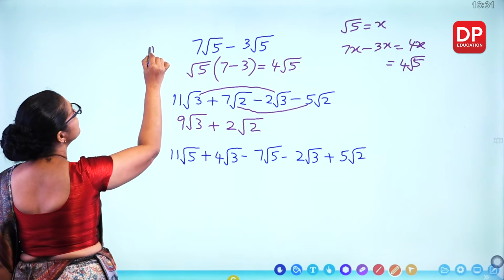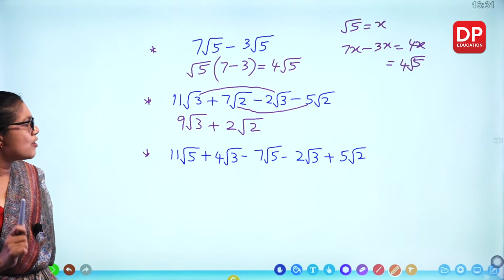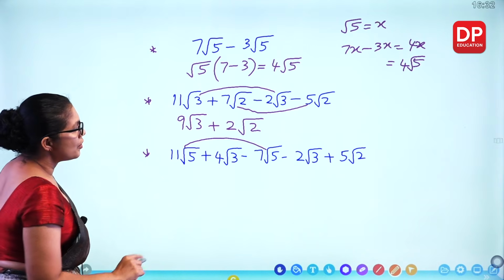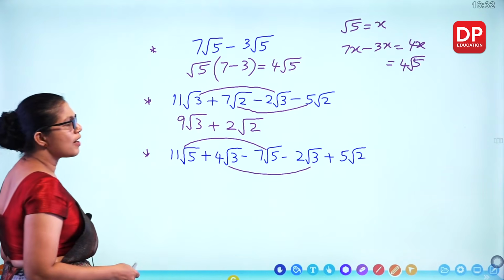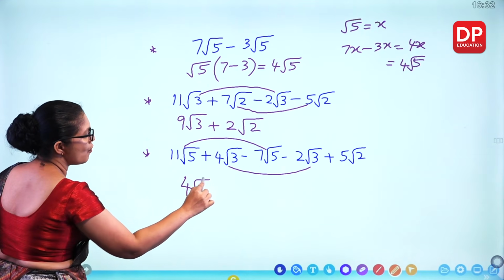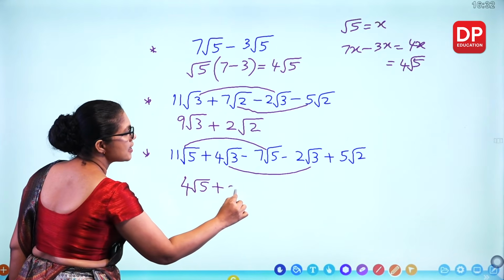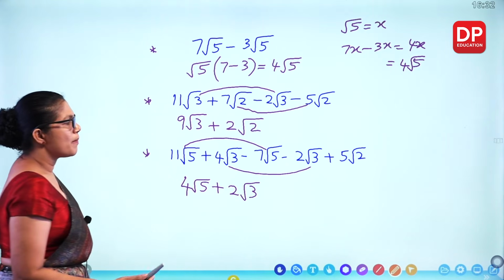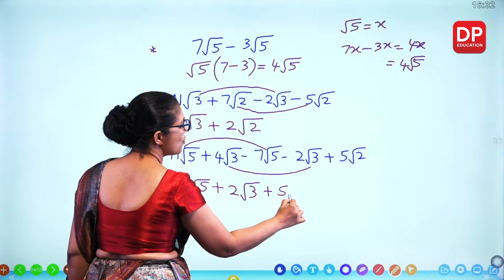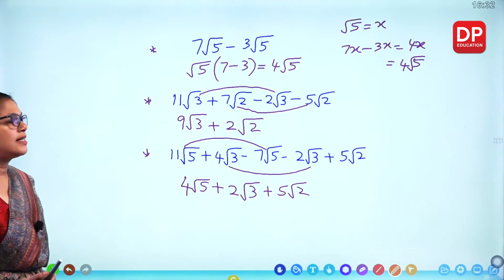What about this one? Only same surd values you can add or subtract. Here root 5 here. Root 3 here. But root 2 you can't simplify. So 11 minus 7, you get 4. 4 root 5. What about this one? 4 minus 2, you get 2 root 3. Then you can write down 5 root 2 as it is. You can't add these three because different surd values.